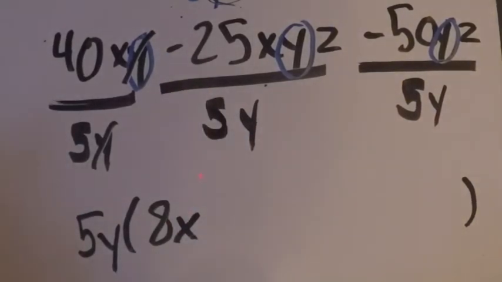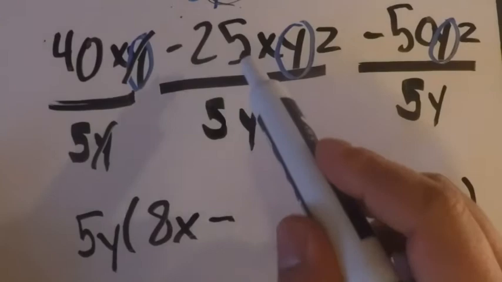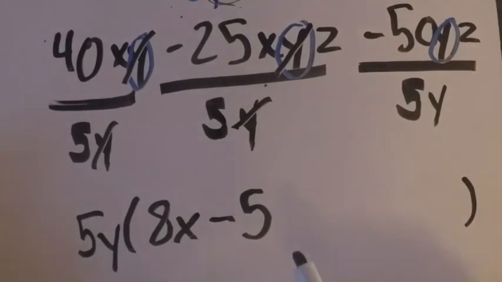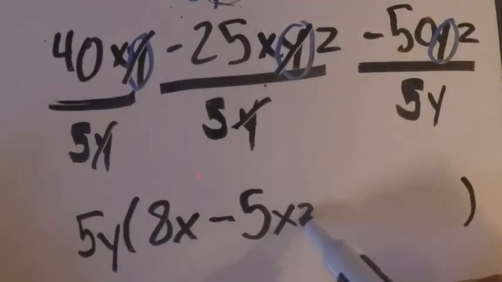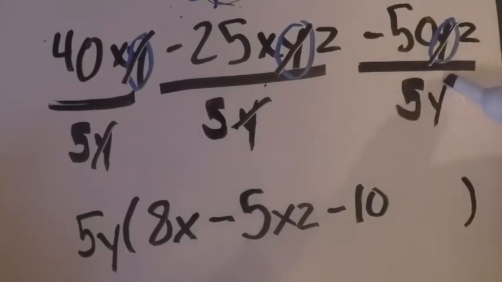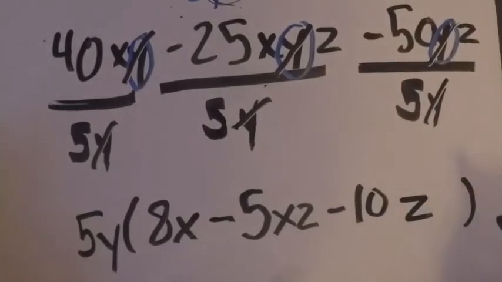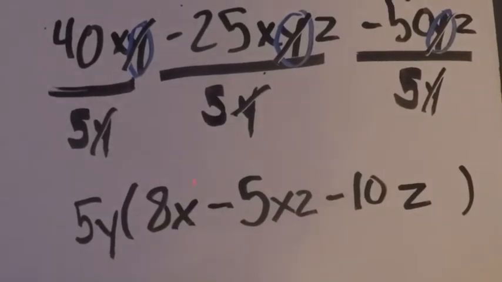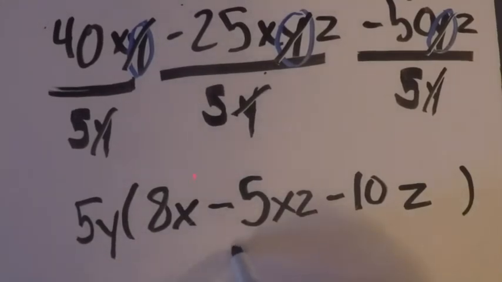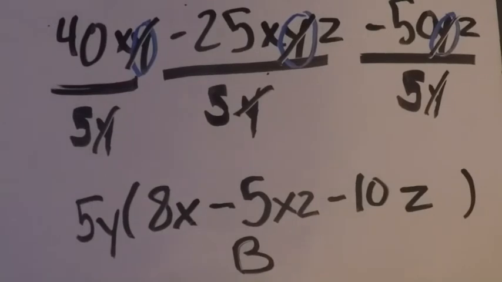Then we use our same sign here, so minus. 25 divided by 5 is 5. Again, our y's will cancel out, and we'll be left with x and z. Then again, we bring down our subtraction sign. 50 divided by 5 is 10. Our y's cancel out, and then we're left with z there as well. So this is our factored form. We took out the greatest common factor, and if you're looking at your answer choices there, you'll see that choice B is the same as the one that we have written here.